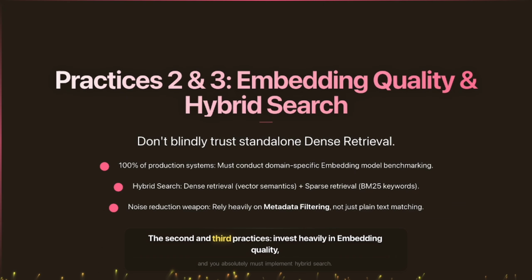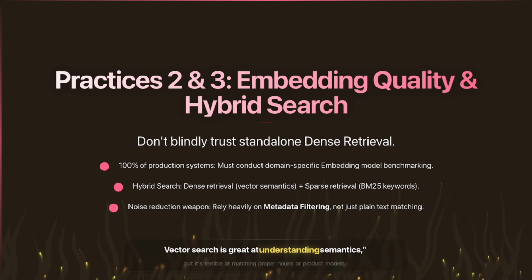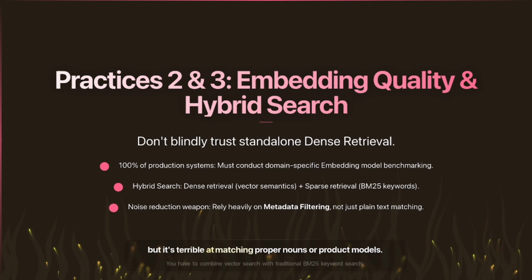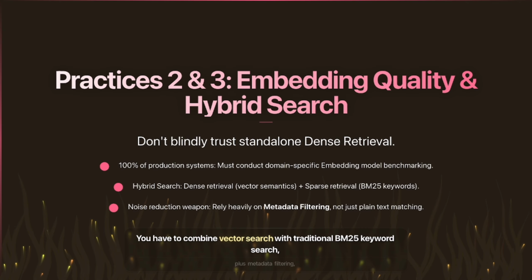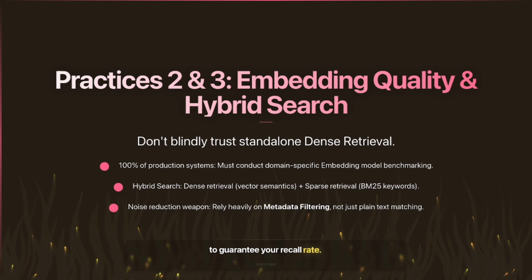The second and third practices invest heavily in embedding quality, and you absolutely must implement hybrid search. Vector search is great at understanding semantics, but it's terrible at matching proper nouns or product models. You have to combine vector search with traditional BM25 keyword search, plus metadata filtering, to guarantee your recall rate.